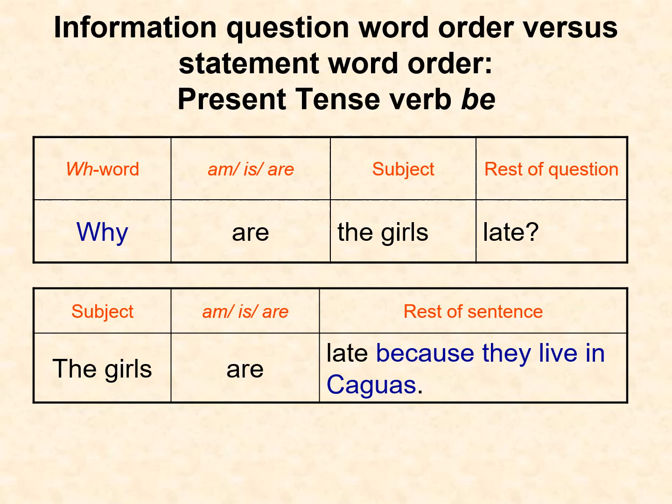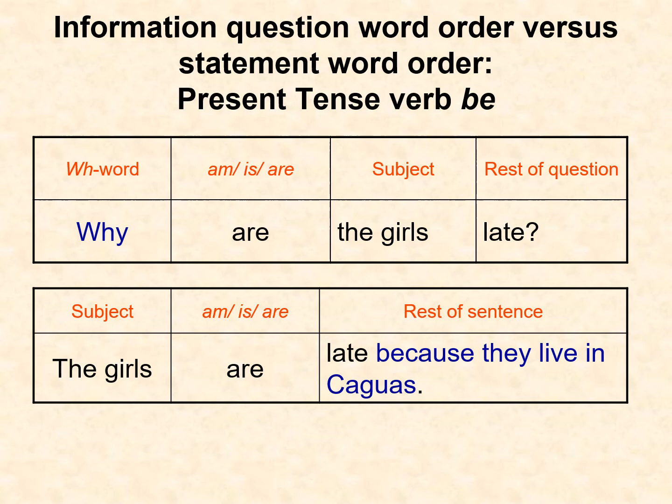Another example of information question word order versus a statement word order. Why are the girls late? We get the WH word, why, then we get are, a form of be, then the subject, the girls, and the rest of the sentence, late.